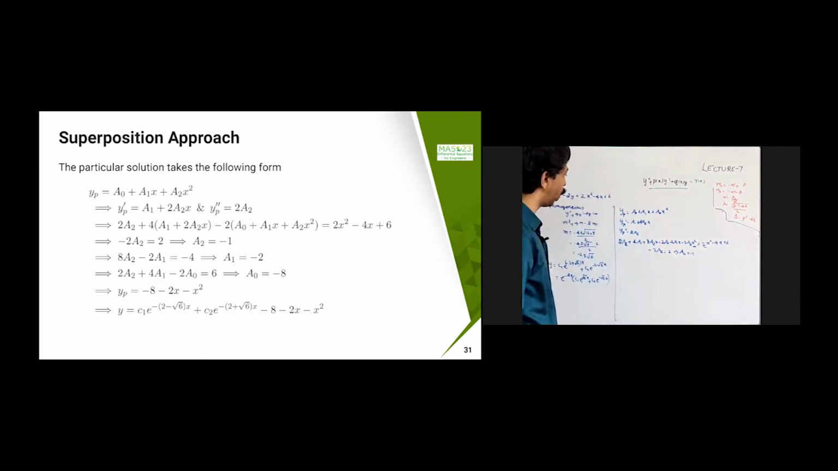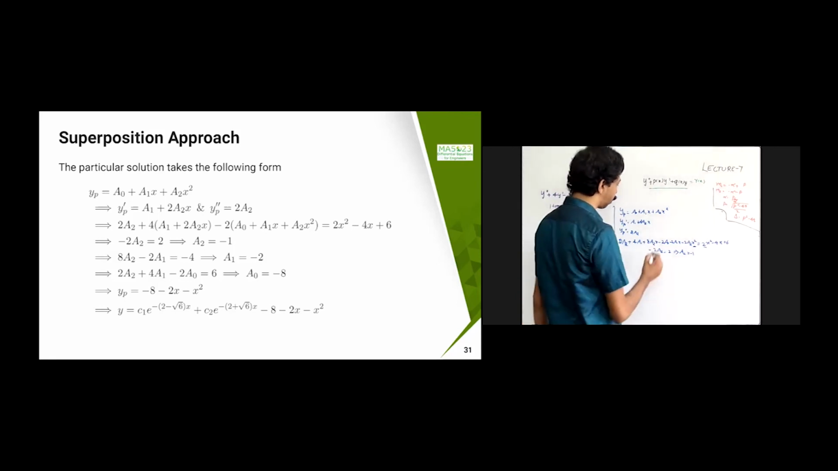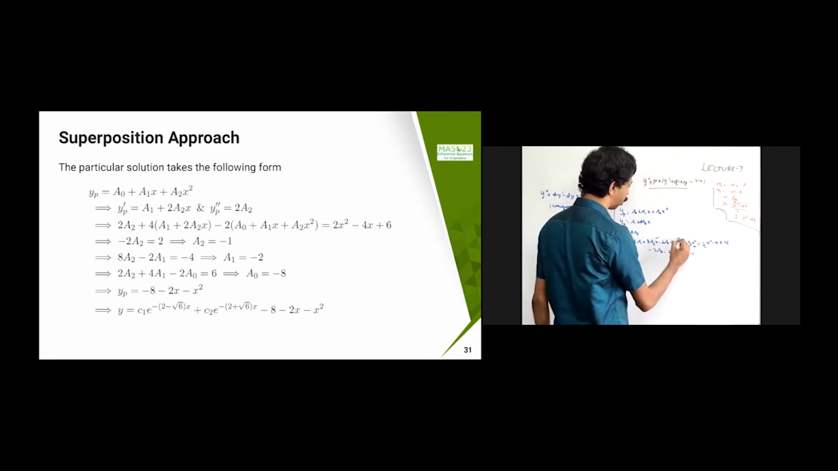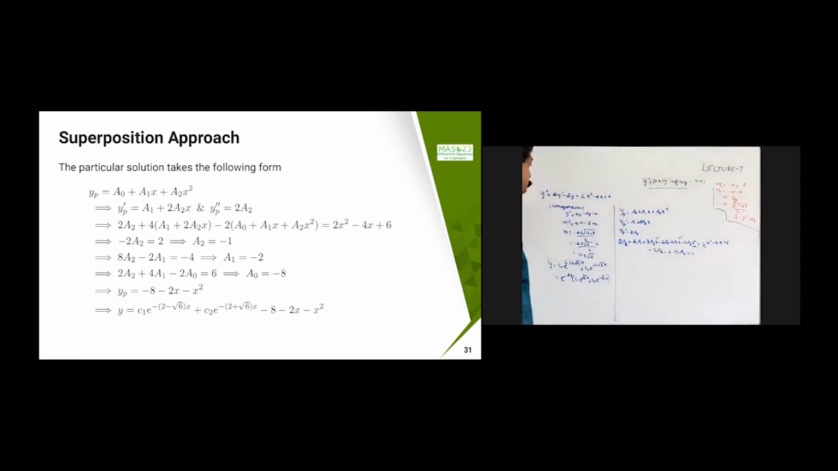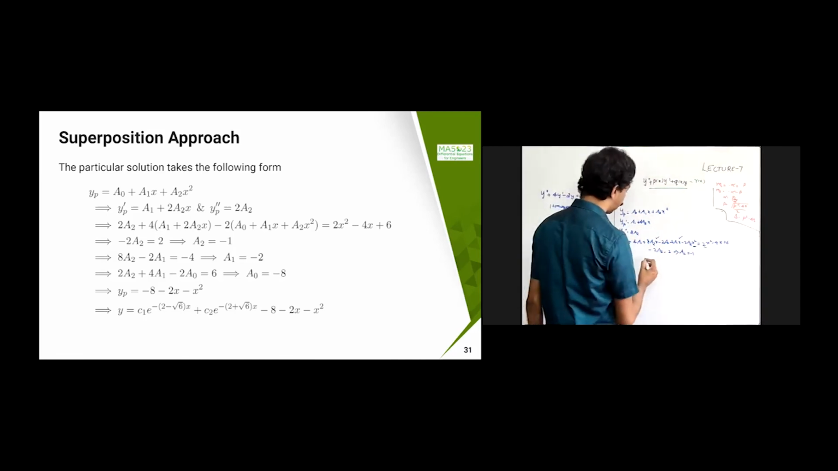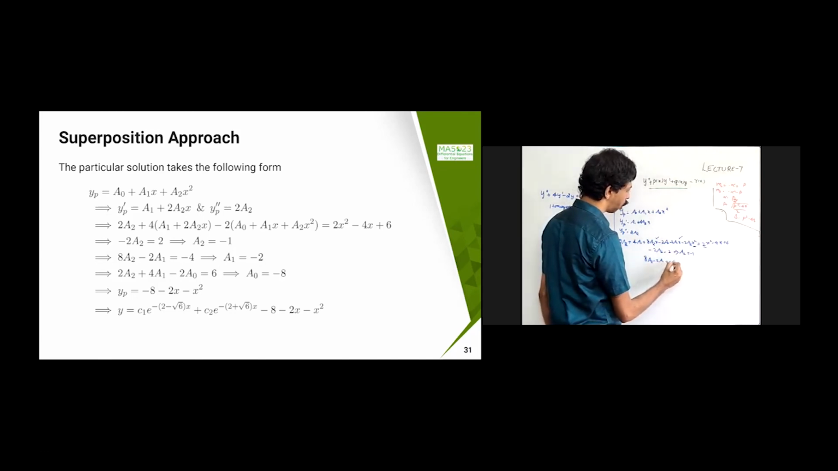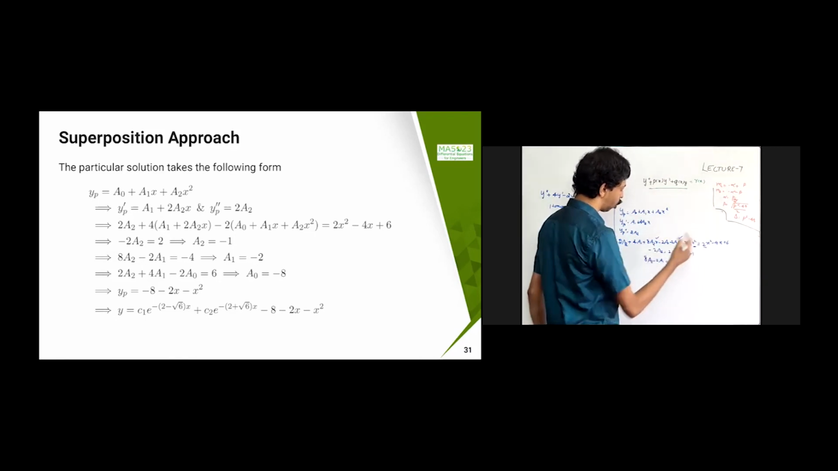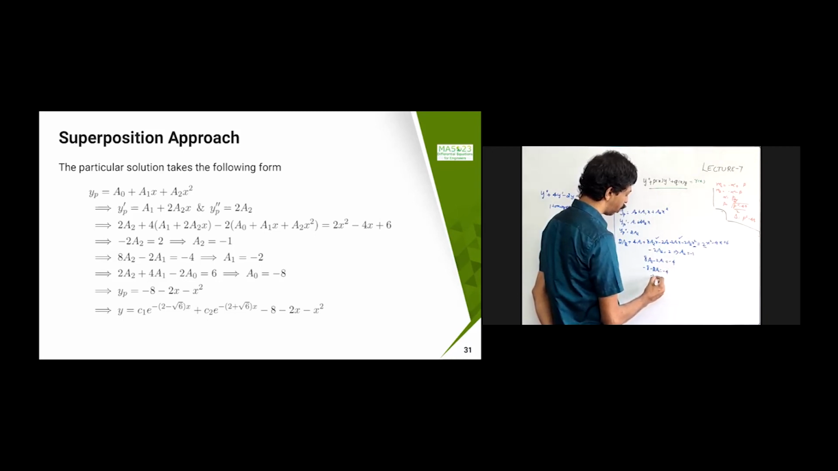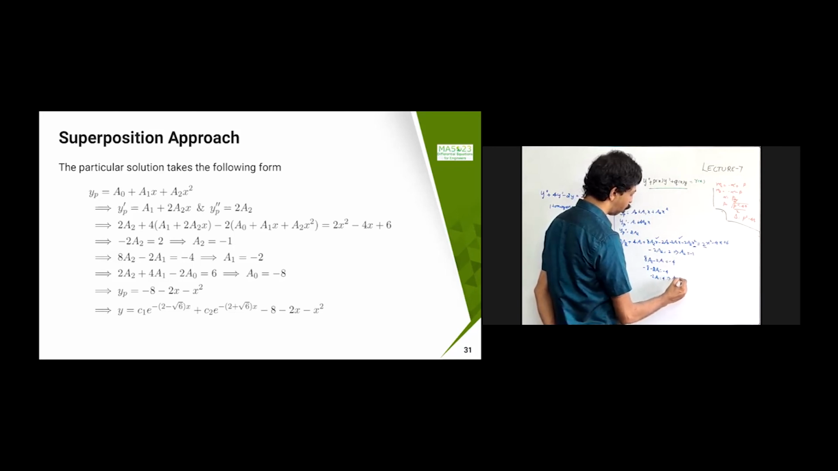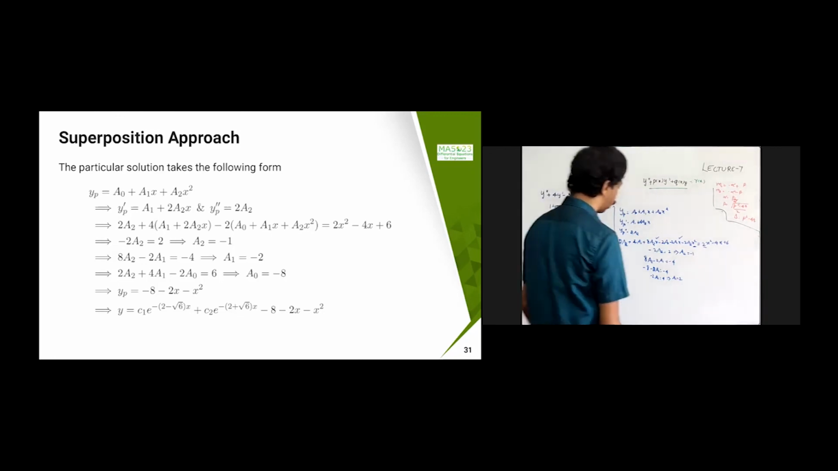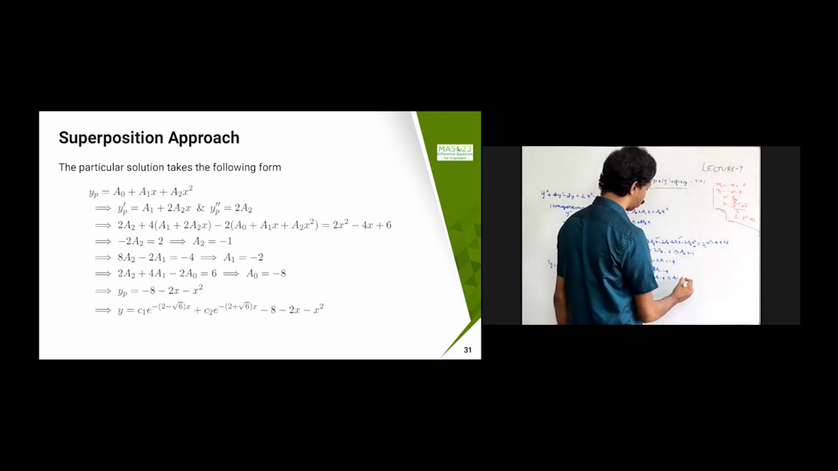Now next I will compare the x power. One x power is here, another x power is given, only two x powers. So this is going to become 8a2 minus 2a1 equal to minus 4. a2 is already known to me, minus 8 minus 2a1 equal to minus 4. So minus 2a1 equal to plus 4. So a1 is going to be minus 2.